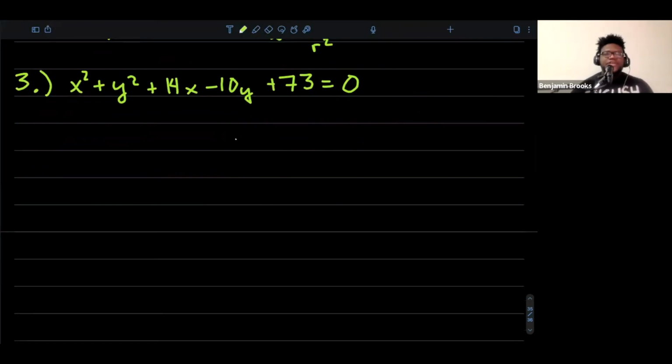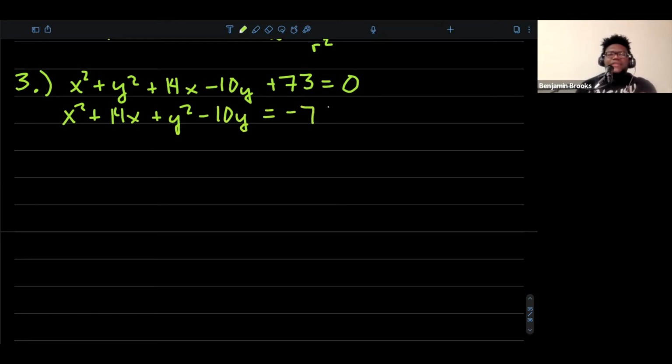All right, so the first thing you're going to do is group all your x's together, group all your y's together, and put the numbers on the other side. So what do I mean by that? Basically, I'm going to end up with x squared plus 14x plus y squared minus 10y equals negative 73. So that's the first thing you're going to want to do.